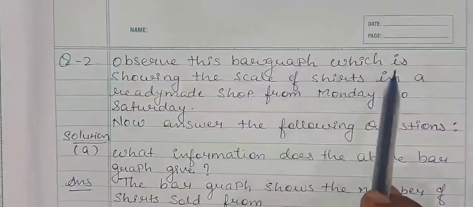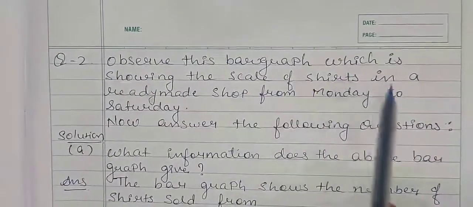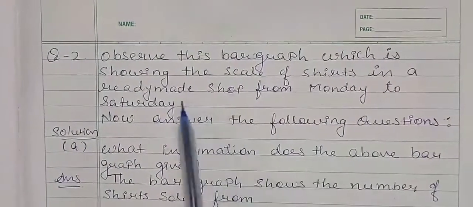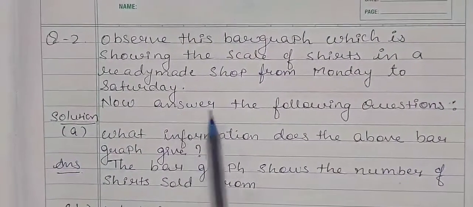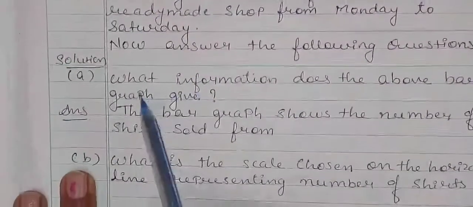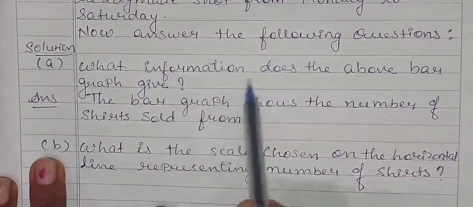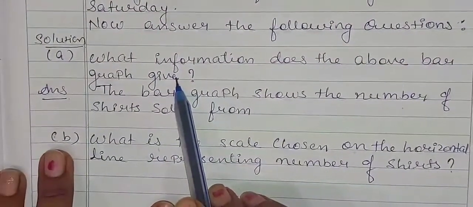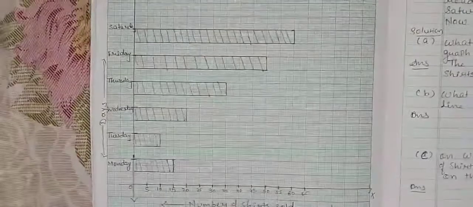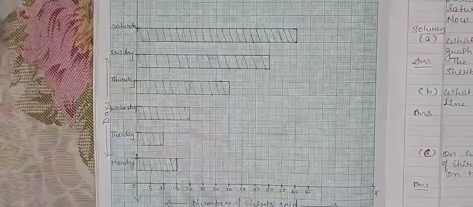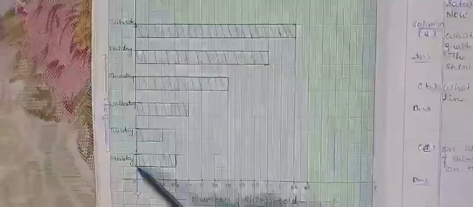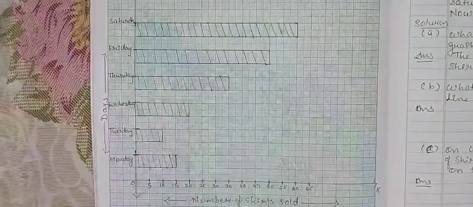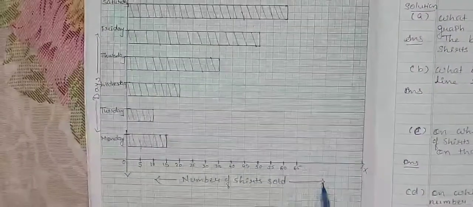Question number 2. Observe this bar graph which is showing the sale of shirts in a ready-made shop from Monday to Saturday. Now we have to observe the graph and give the answer for the following questions. A. What information does the above bar graph give? So let us first observe the bar graph. The bar graph shows the number of shirts sold from Monday to Saturday. So these are the days on the y-axis, and on the x-axis the number of shirts sold are given.